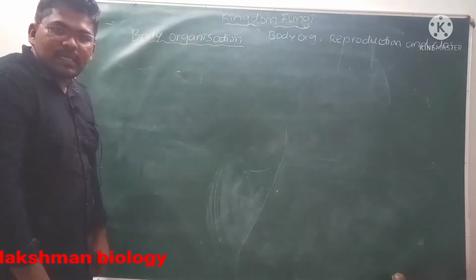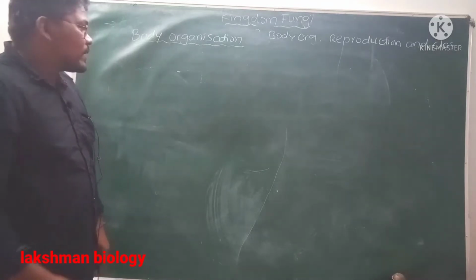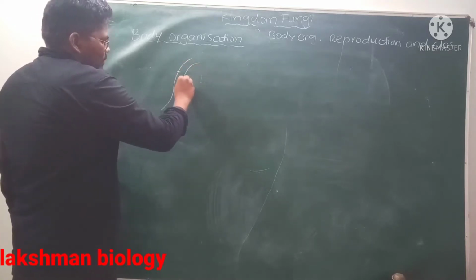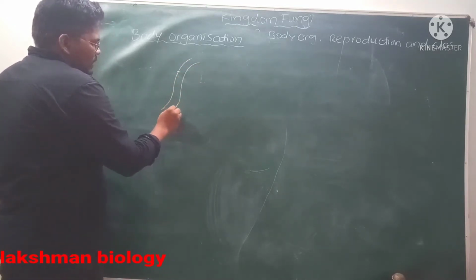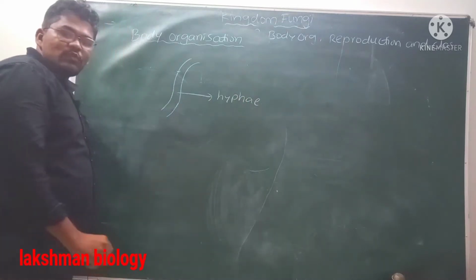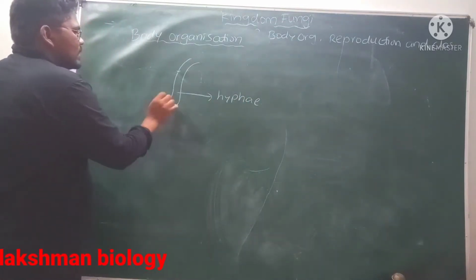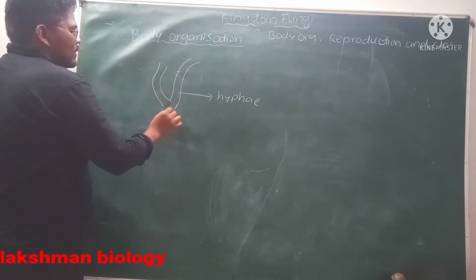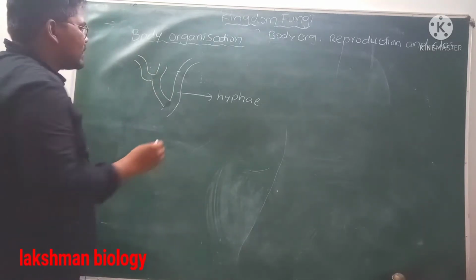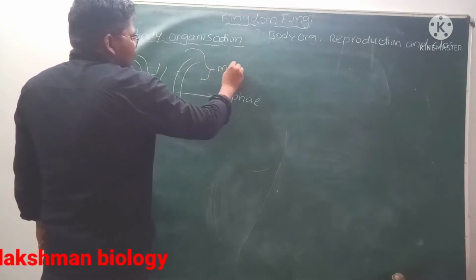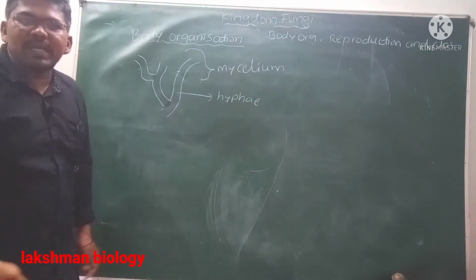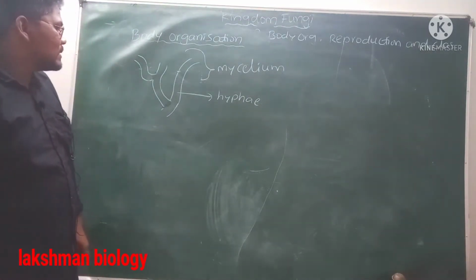Third part that we have to discuss in the kingdom fungi is body organization. If you see the fungi body, fungi contain a filamentous body. Each filament is called a hypha. If you observe the body of fungi, a lot of hyphae combine together and form one structure that is called a mycelium. What is mycelium? Network of hyphae is called a mycelium.